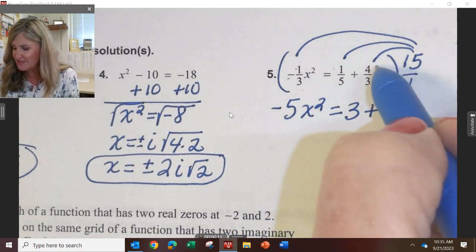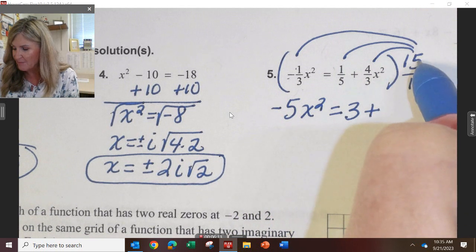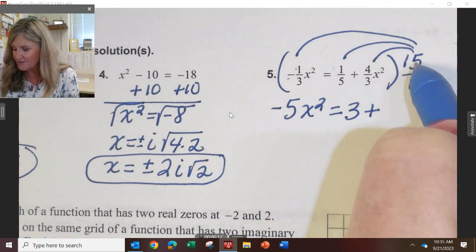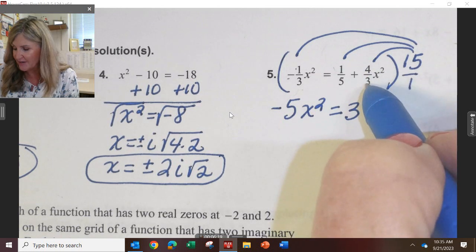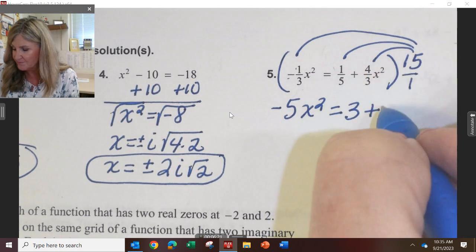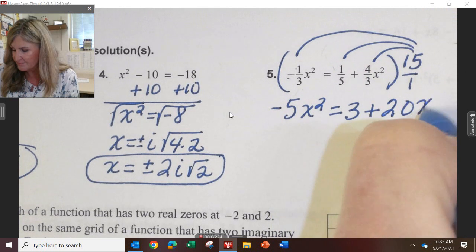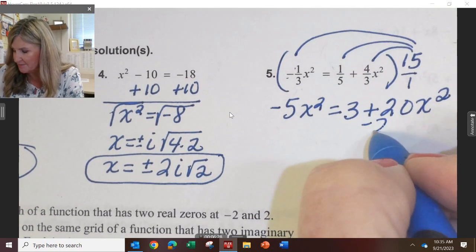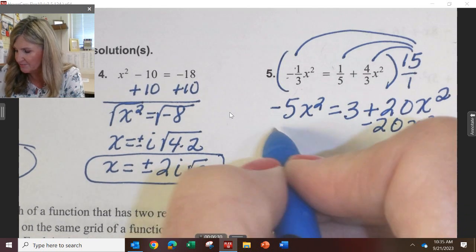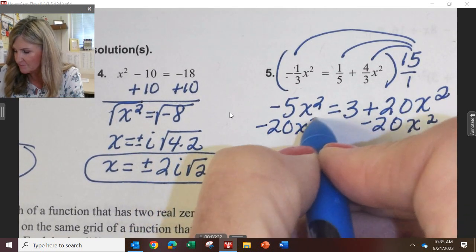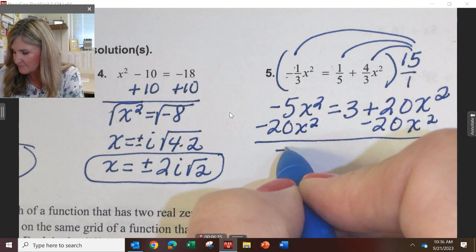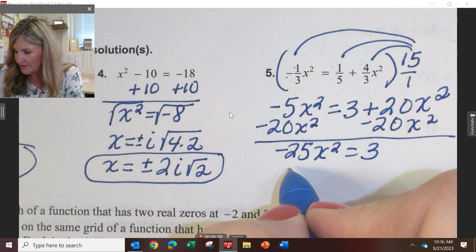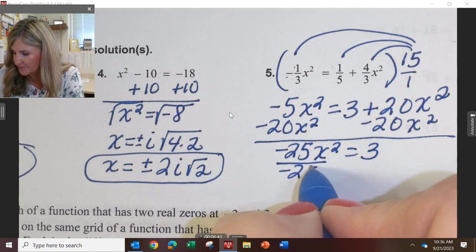Now, I can do 15 times 4 divided by 3, but I can also do 15 divided by 3 and then times 4. Let's do it that way. What's 15 divided by 3 times 4? 20. Okay, so now I'm going to go ahead. I'm going to take my x squared to the left. Okay, now I want to help you here at the end with this one.